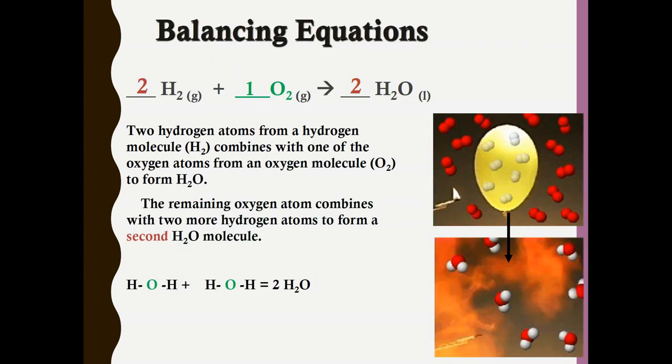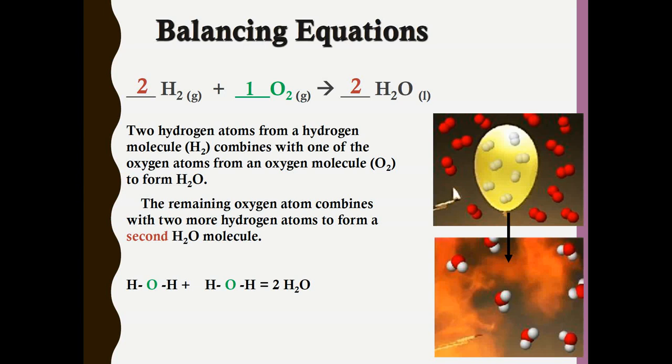The next slide also tells you that H2 is a gas, plus 1 O2, or you can just write O2. If you only write O2, it's understood that there is a 1 in front as a coefficient, goes to or yields H2O.